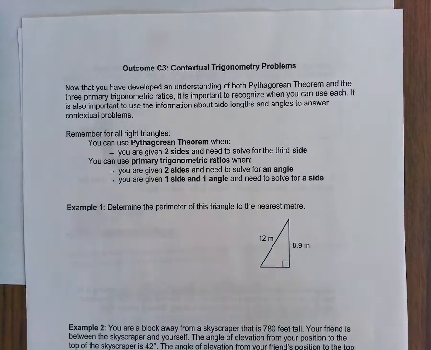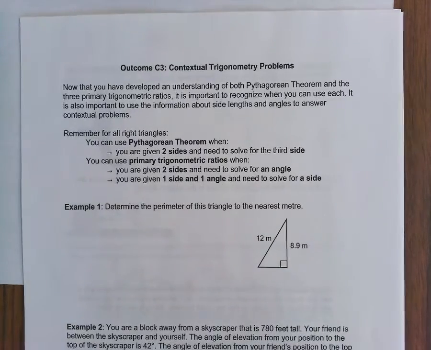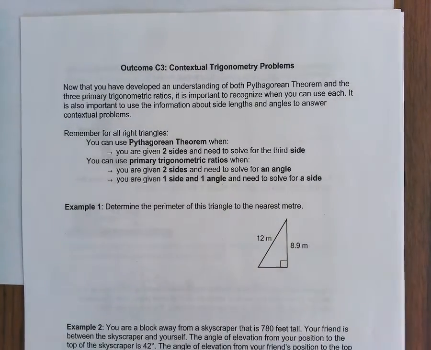In the final lesson for this unit, we are going to put everything that we've learned so far all together. So far, you've learned about the Pythagorean theorem as well as primary trig ratios. So it's important to recognize when you can use each and also to remember when to solve for lengths and when to solve for angles, and also how to set up contextual problems, so drawing a picture that goes with a description and then solving for the unknown information.